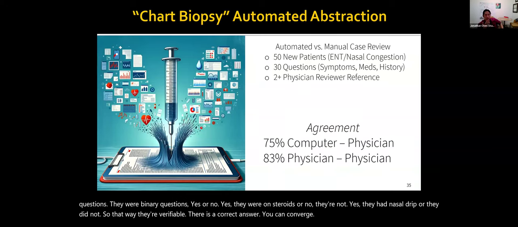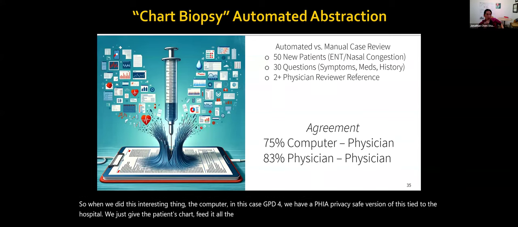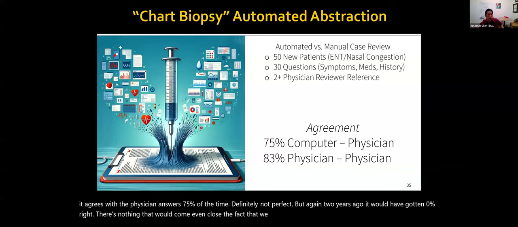So when we did this, interesting thing, the computer, in this case GPT-4, we have a PHI, a privacy safe version of this tied to the hospital. We just give it the patient's chart, feed it all the notes, and then see what it says is the answer to these questions. And it agrees with the physician answers 75% of the time. Definitely not perfect, but again, 2 years ago, it would have gotten 0%, right? There's nothing that would come even close. The fact that we can attempt this is actually remarkable.